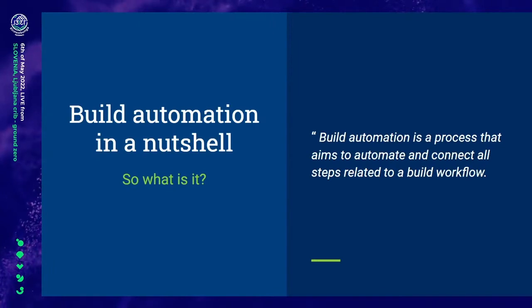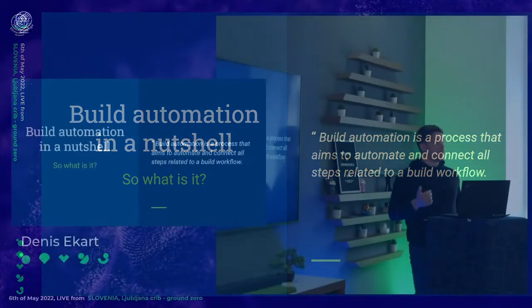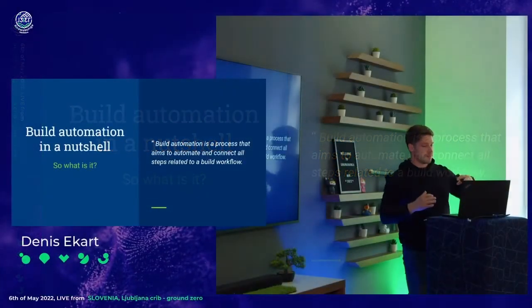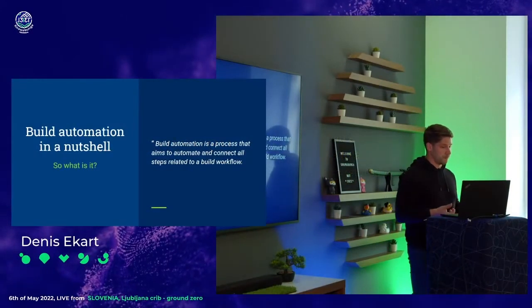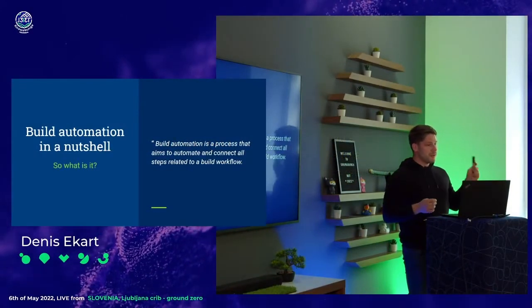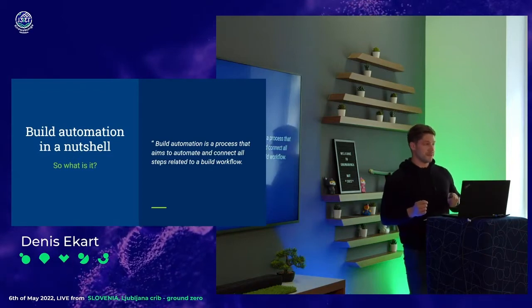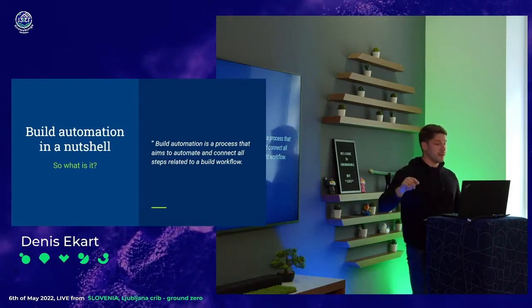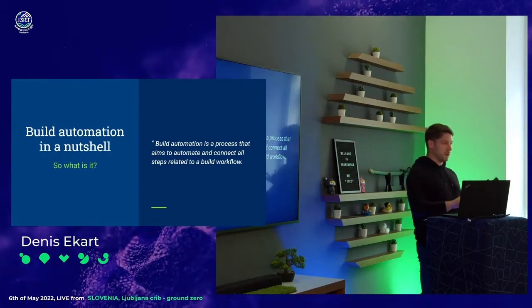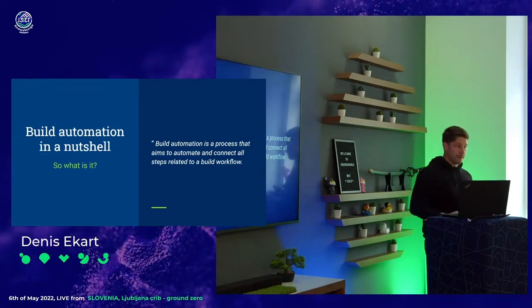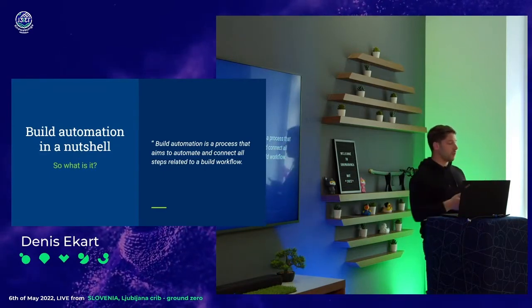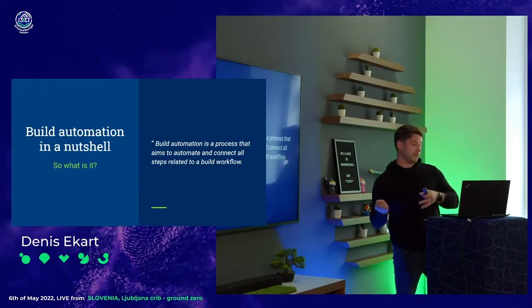Build automation is a process that aims to automate and connect all of the steps that are related to a build workflow. Of course, we're not usually limited to just these core build steps that I've shown in the previous slide. Versioning, assembly weaving, signing code, and even more could be a part of a build workflow.